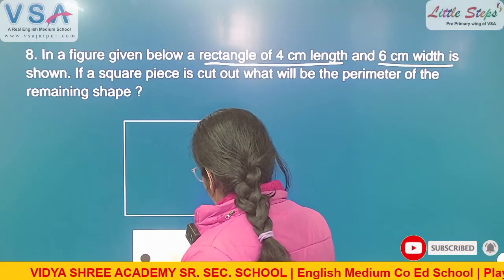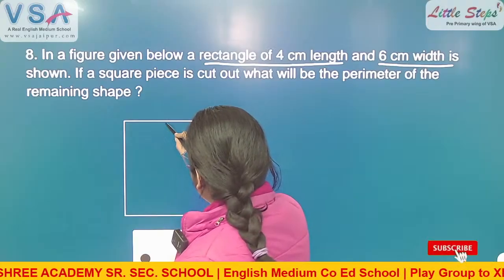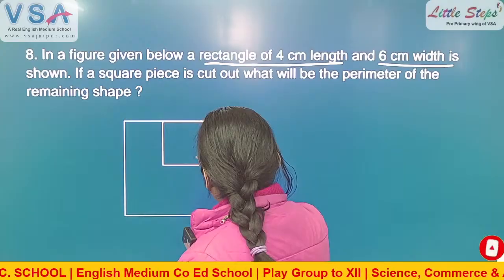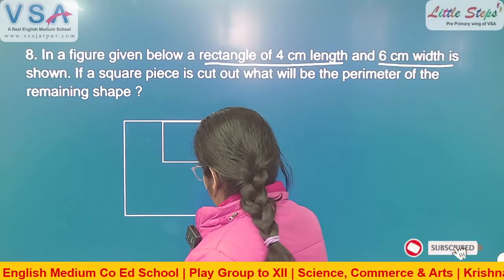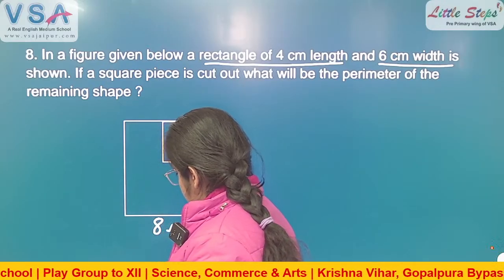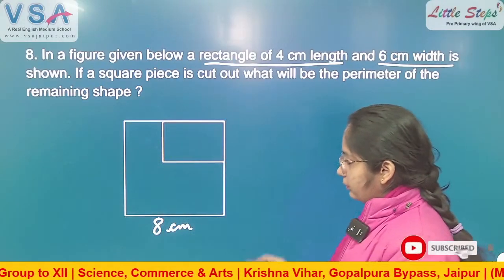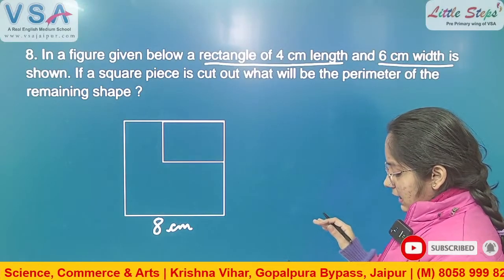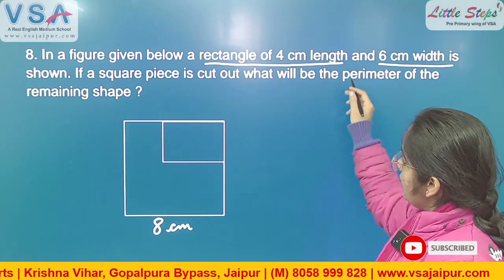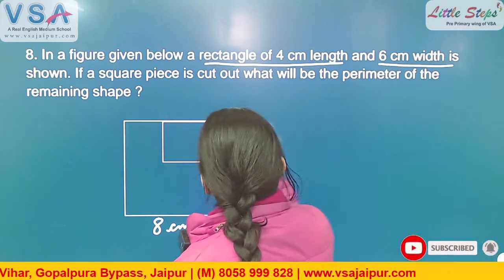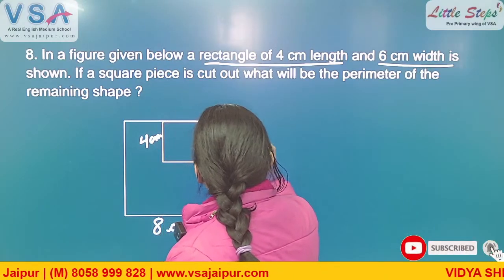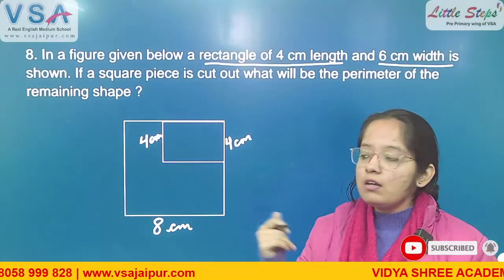This is the figure. And we have one rectangle cut here, right? What is given? That it is 8 centimeters. This is 8 centimeter and the rectangle is 4 centimeter in length. So this is 4 centimeter. This is also 4 centimeter because the opposite sides of the rectangle are equal.